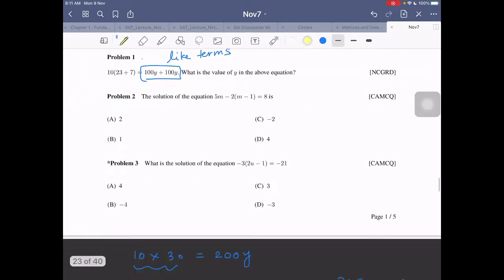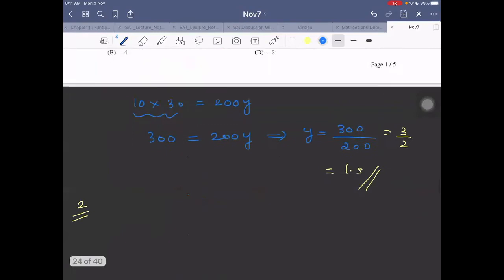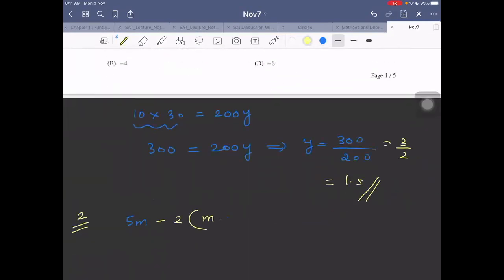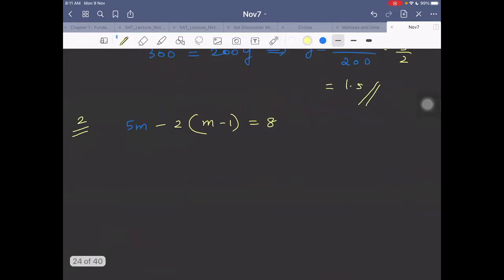The solution of the equation 5m minus 2 times m minus 1 is equal to 8. Again, look at this. There is a bracket here. There's a parenthesis. And we can simplify that first. Minus 2m. Minus 2 times minus 1 is plus 2 is equal to 8.